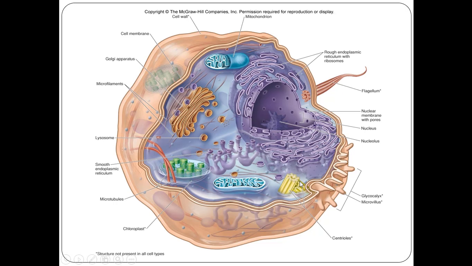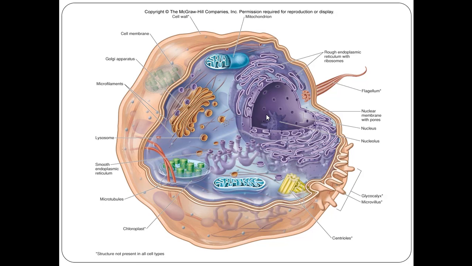All right, so here we have a picture of an overall eukaryotic cell. This is going to be a plant cell because we have a chloroplast here, an organelle down here. And as you can see, all the different organelles and all the different aspects of the cell are labeled. We have the rough endoplasmic reticulum that is coming off the nucleus.